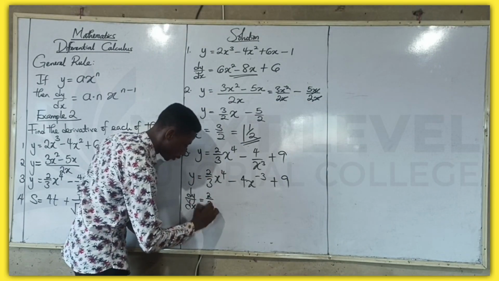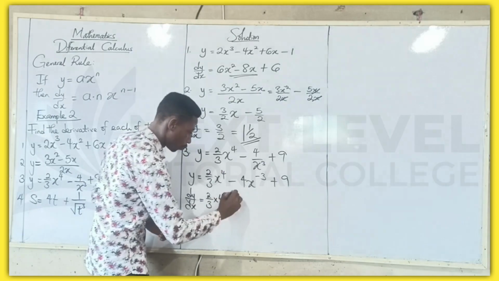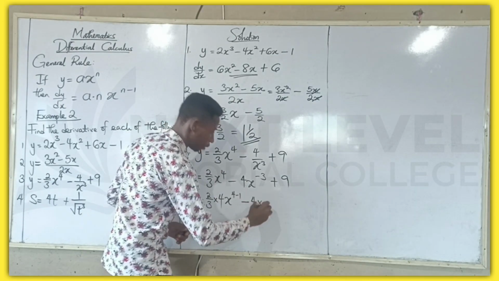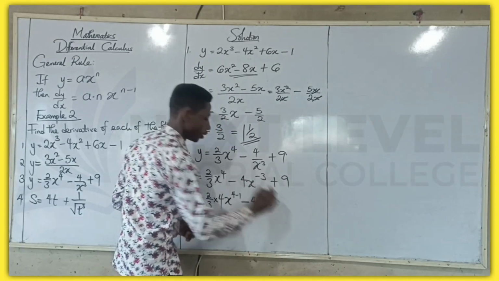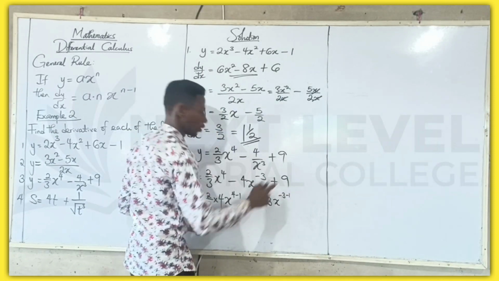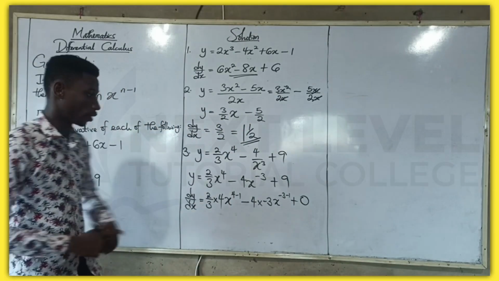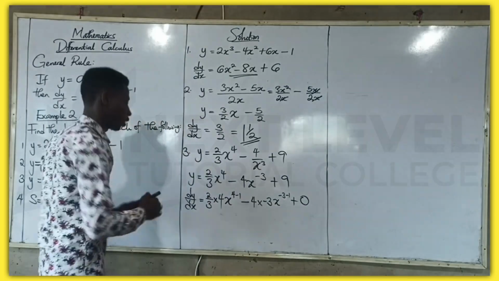So we have 2 over 3 times 4, then x is to the power 4 minus 1. Here, we have minus 4 times the power minus 3, then x is to the power minus 3 minus 1, then plus, if you differentiate 9, it is 0. I might as well not show it, but let me just put it there.